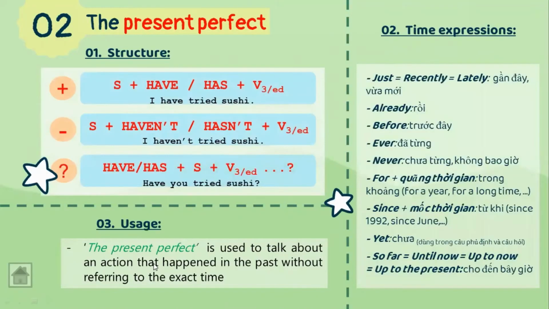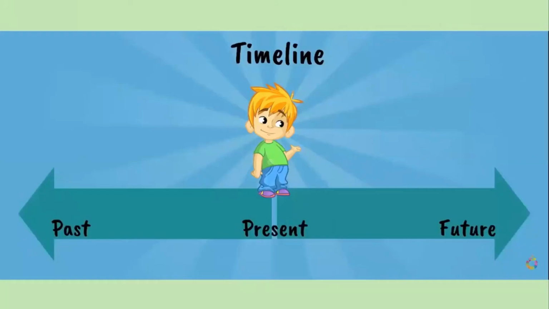While the past simple is used to talk about an action that happened at an exact time in the past, the present perfect is used to talk about an action that happened in the past, but without referring to the exact time. But it's not enough. There's still one more difference between the usage of past simple and present perfect.